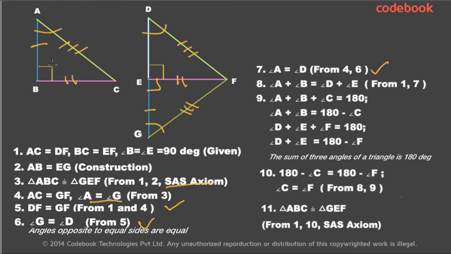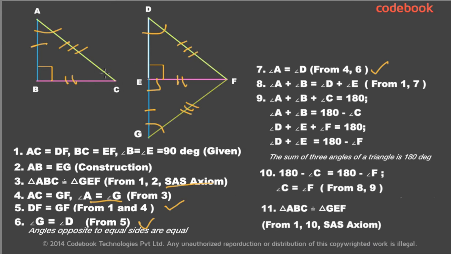So now if you observe triangles ABC and DEF, we have two sides which are equal, that is AC and DF and BC and EF. But the included angles, we don't know anything about that. We know the other angles are equal, but we don't know whether the included angle is equal. So if we prove that the included angle of these two triangles is equal, then we can prove that these two triangles are congruent by SAS axiom.